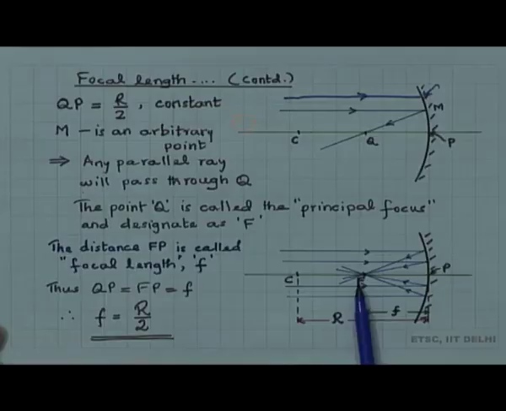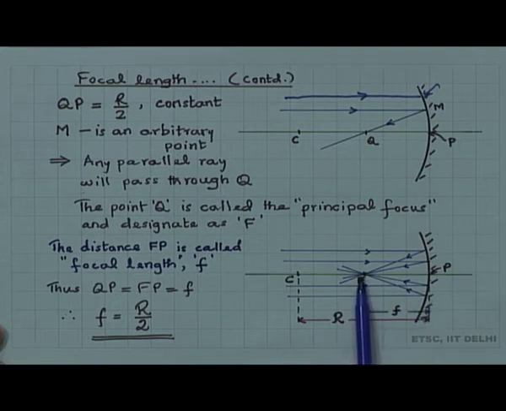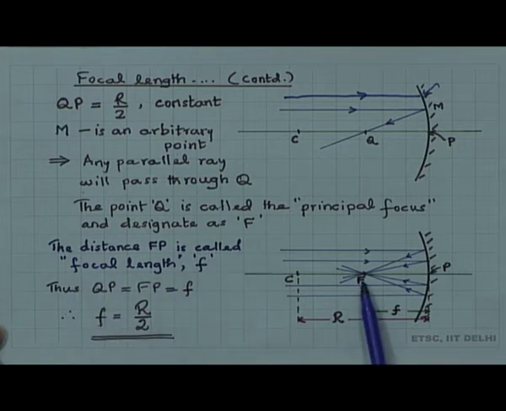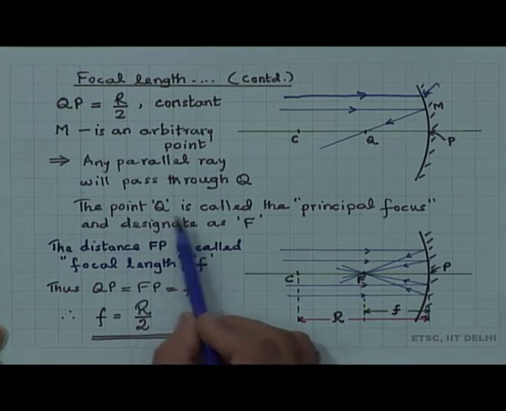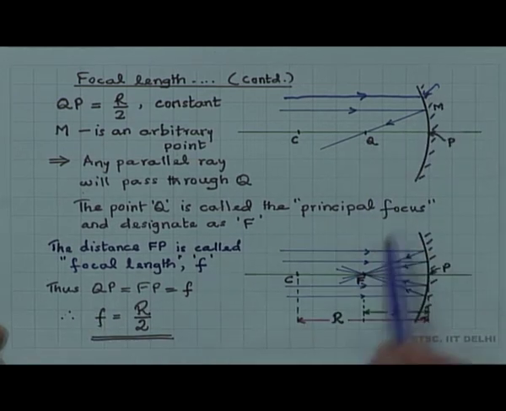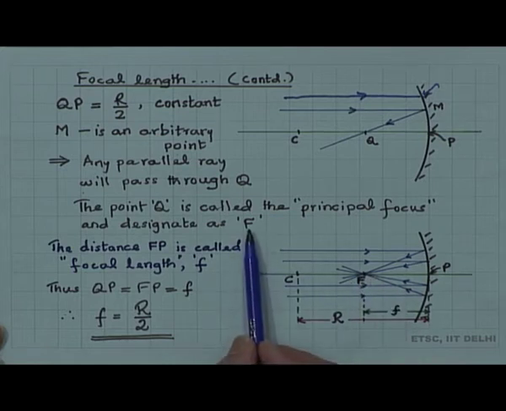And we can see in the next diagram that all parallel rays pass through this point Q. This Q is the same as F. So, we have designated this point Q now as F after showing that all parallel rays pass through it, which means a beam comprising parallel rays will get focused to the point F, because it is a converging beam. So, it will get focused at the point F, and that is why it is called a principal focus and designated by F.